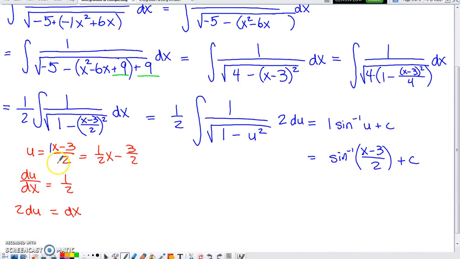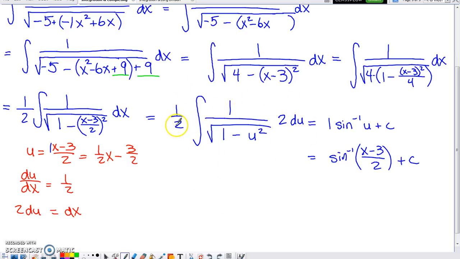Well, what's the derivative of u with respect to x? If you do the derivative of this form right here, you end up with 1/2 for the derivative of this term, and then minus 0 for the derivative of that term. So what does dx equal? Well, multiply by the dx, multiply by the 2, and 2 du is going to go in place of the dx. So here's the integral that we can create.